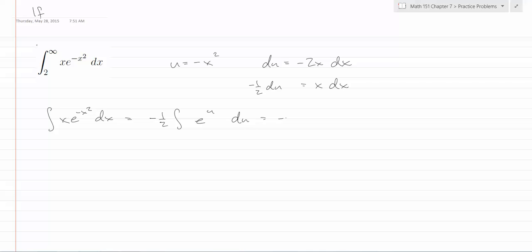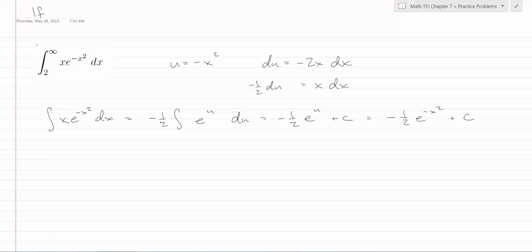So you've got negative 1/2, and the integral of e to the u is e to the u. And then you could plug back in what u was. u was minus x squared. So the antiderivative there is negative 1/2 e to the minus x squared.